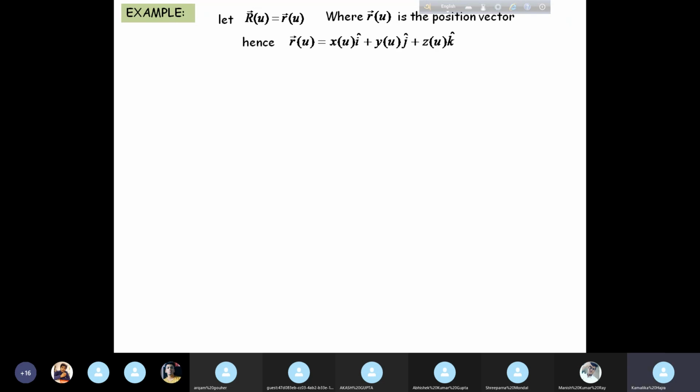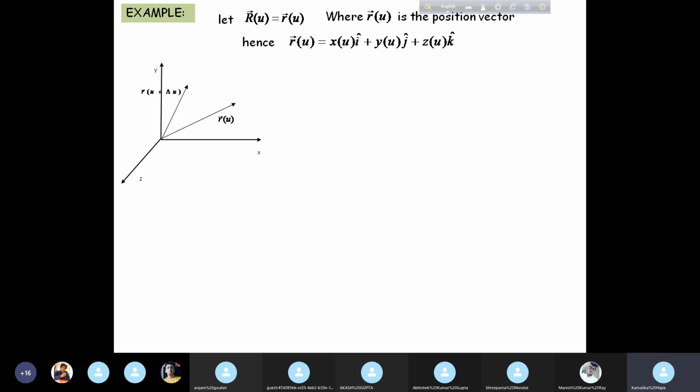So we can therefore write r of u is equal to x i cap plus y j cap plus z k cap, where each of the components x, y, and z are also dependent on the same parameter u, right? That is why r is dependent on u. So this is the vector that we are talking about. This is the vector r that I have drawn in the Cartesian coordinate system, given by x i cap plus y j cap plus z k cap.